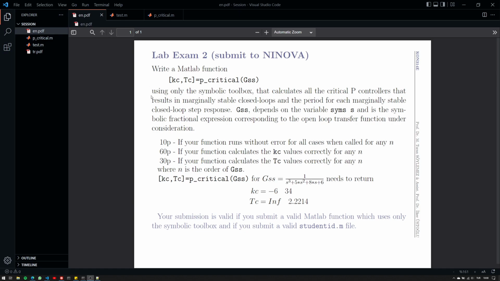Hello everyone, this video is about the lab exam 2. Now the task was to design the function pCritical that takes in a GSS, a transfer function, and returns KC and TC. Now here this K is basically the p-type controller, the critical gain value, and then also the frequency or the period of this critical gain value.